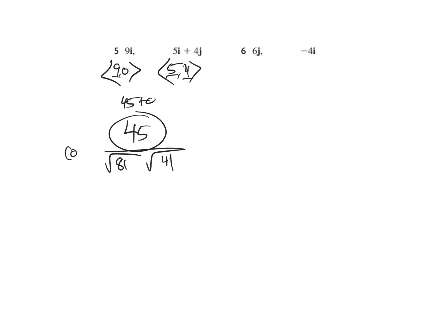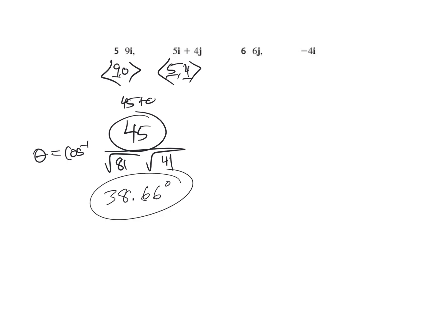Let's just do this: 45 divided by, parentheses, 9 times the square root of 41, and we'll close that parentheses. That gives us 0.78086. So we take the arc cosine of the answer, and we get 38.66 degrees. Okay.